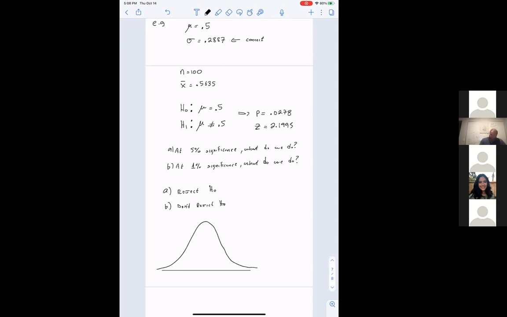On the right side. So here's a Z value of 0. Here's a Z value of 1. Here's a Z value of 2. So 2.1995 would be over right here somewhere. Maybe a little further to the right, about there somewhere. So does that mean that this is the area that corresponds to this problem? The answer is no.